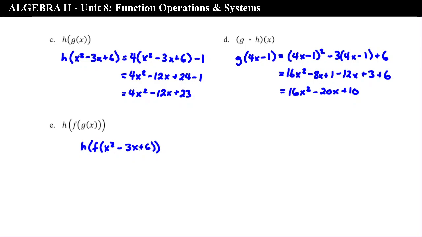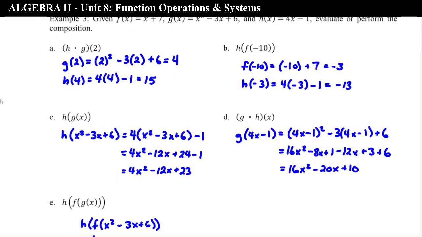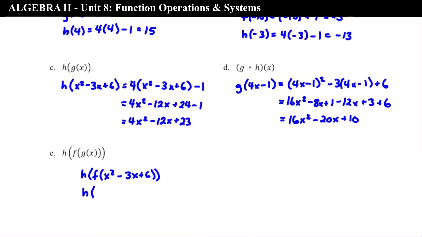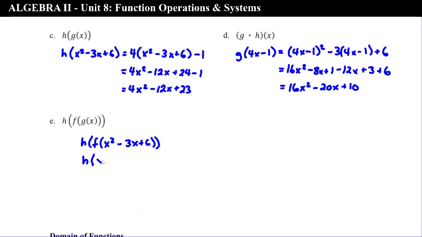And now we're going to do f of this, okay? So to do that, everywhere that we have an x, we're going to plug that in for x. So here you're going to have x squared minus 3x plus 6, and then the other part of that function is plus 7. And here you can actually go ahead and group the 6 and 7 together. That makes 13. And now we're evaluating h of x squared minus 3x plus 13.